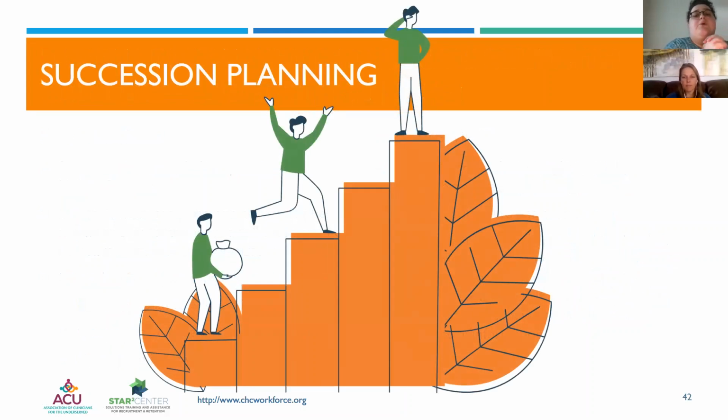Succession planning is also incredibly important. Unfortunately, this is not something that's always focused on, but it needs to be, because people will retire. Some people won't retire, but nobody lives forever. So at some point, somebody is going to have to replace somebody else, and you want to be prepared for that.